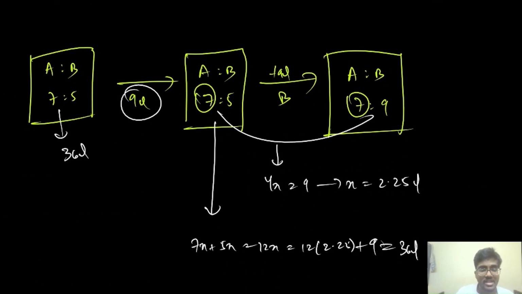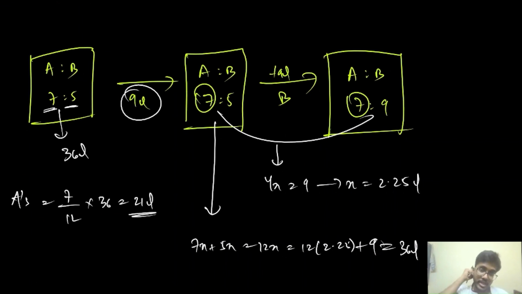And now what are they asking? A's quantity in the original. So A says 7 parts and B is 5 parts. So A's part is 7 by, what is the total part? 7 plus 5, that is equal to 12. Multiply that by 36, you get the value to be equal to 21 liters. So A is actually 21 liters originally.